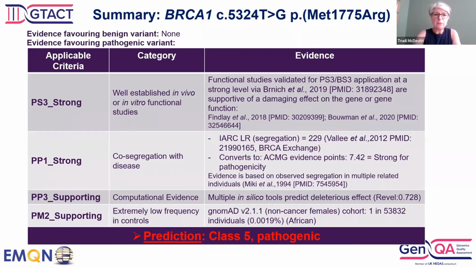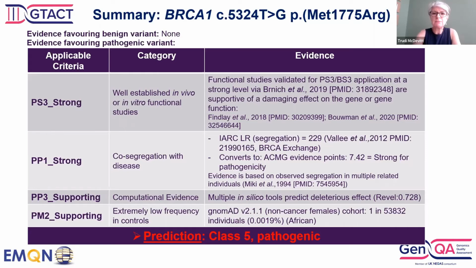We also applied PP3 based on the REVEL score of 0.728, and also PM2 supporting given the one individual in greater than 50,000, which reaches the threshold for PM2 use of less than 0.002 in a control cohort of greater than 50,000. So with 2 strong and 2 supporting, we've already got class 5.